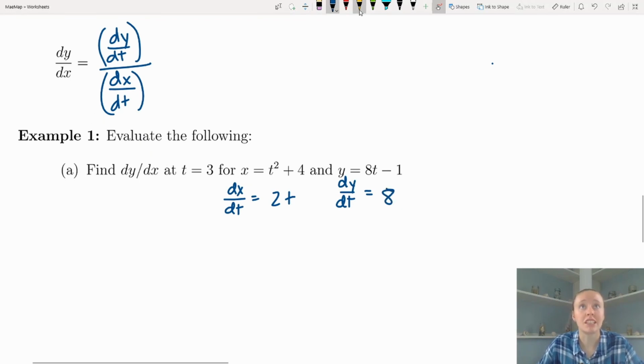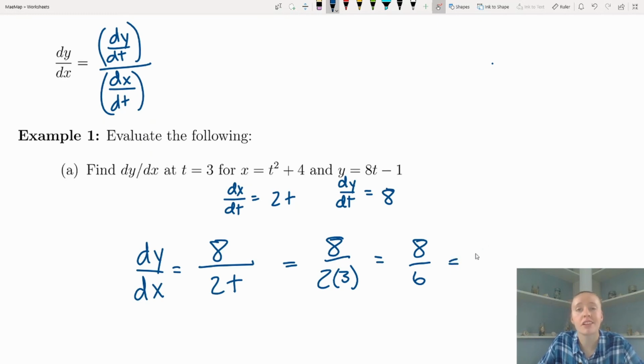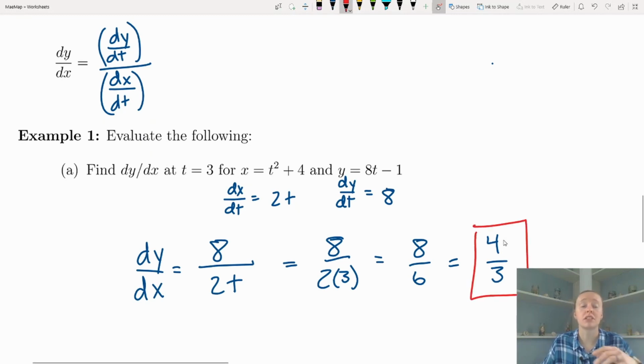So remember, dy dx is dy dt over dx dt. So I have that dy dx is going to be dy dt, which is 8, over dx dt, which is 2t. And remember, I'm solving for when t equals 3, so all I have to do is plug in 3 for t. 8 over 2 times 3, that's going to be 8 over 6, which simplifies down if we divide both by 2 to 4 over 3. So that's my derivative of y with respect to x for part A.